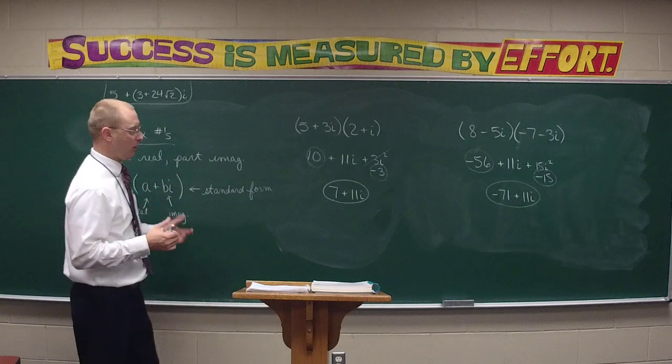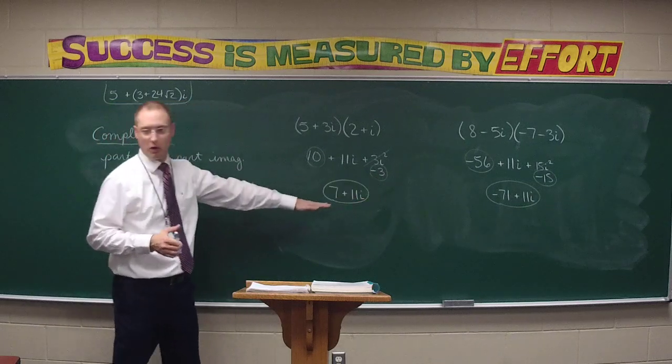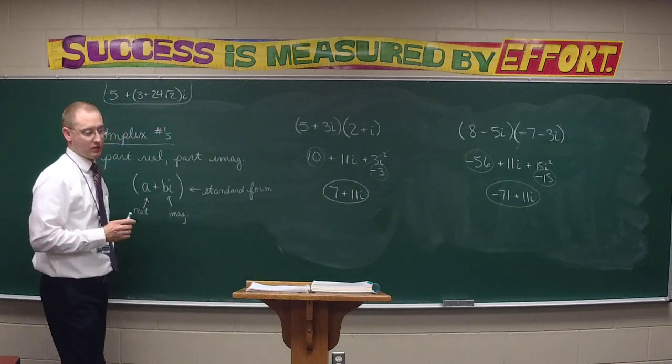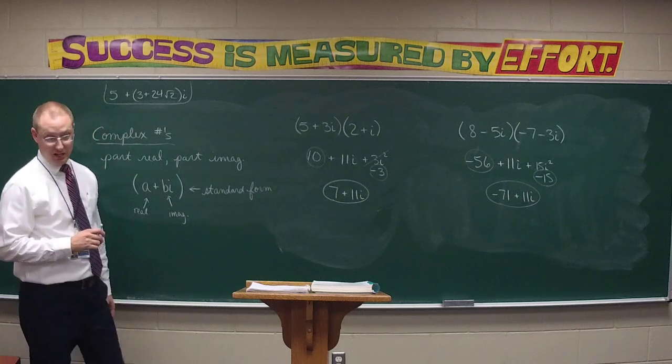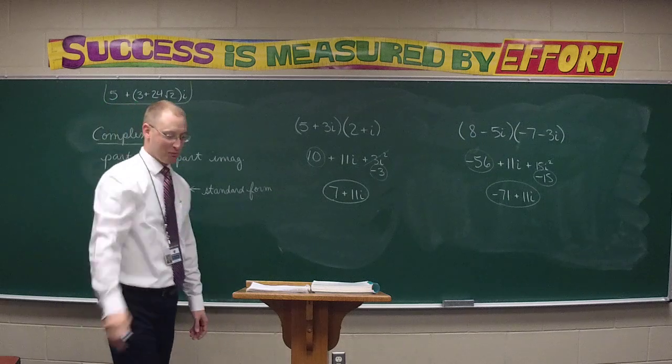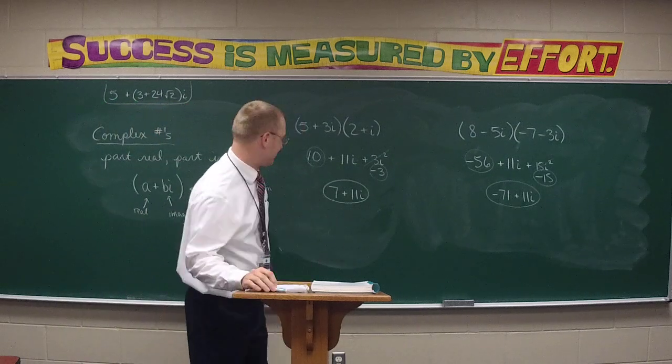Questions on multiplying complex numbers? Again, basic FOIL. Don't forget the i squared becomes negative 1 at the end to go back to a complex number. Anyone want to guess what the next thing in the notes will be? Dividing complex numbers.